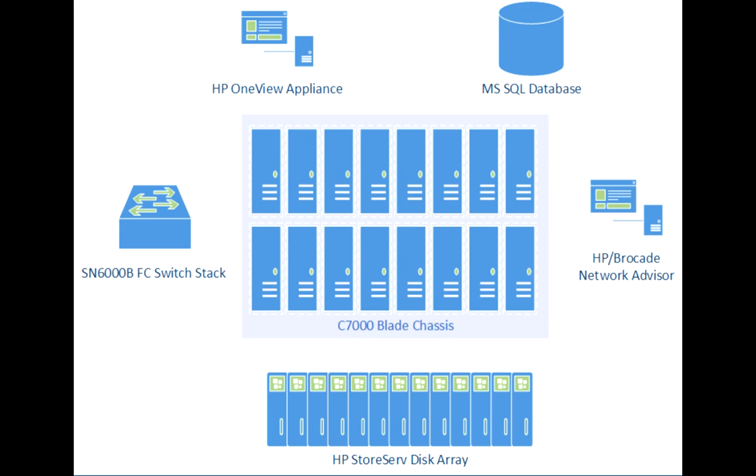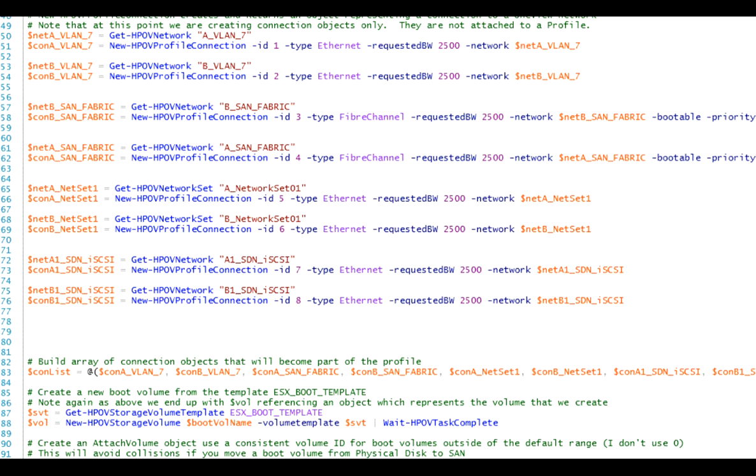The components that I'm using in this demo consist of the OneView appliance, C7000 chassis, and 3-part disk array. There's also a pair of fiber channel switches and Brocade network advisor. To this typical environment, I've added a SQL server. It contains records about how I'd like servers to be deployed. Interfacing with the OneView REST API is handled by a PowerShell script, which is called by passing data from the SQL database. Let's head over to SQL Server now.